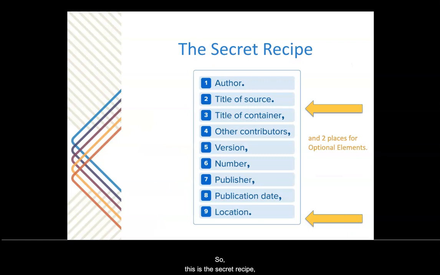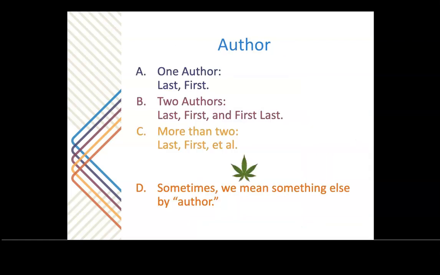So this is the secret recipe, if you will, for citing work in MLA style. They've tried to make it simple, and in some ways making it simple has made it complex, but that's because there are so many options. You'll notice it follows 1 through 9 in order, and this picture is shown throughout the presentation. There are also 2 places for optional elements, which we'll talk about as we move through the presentation.